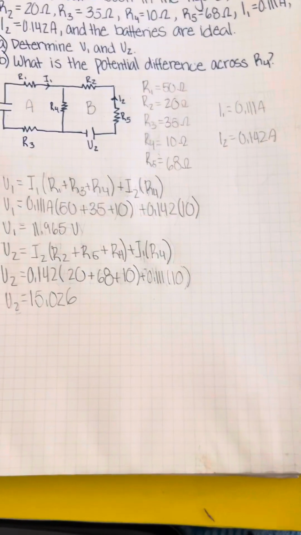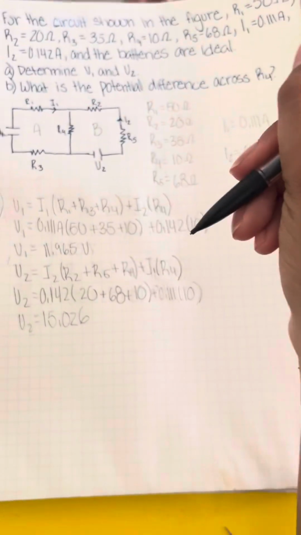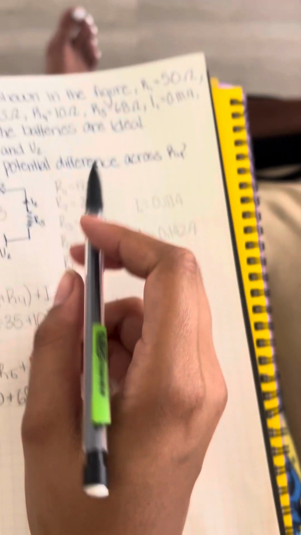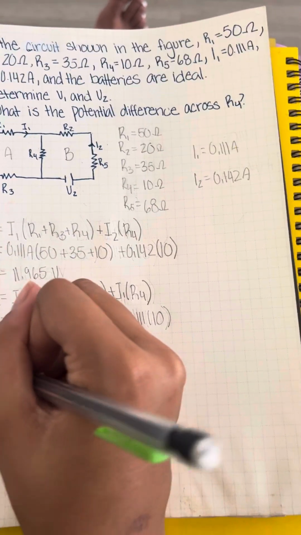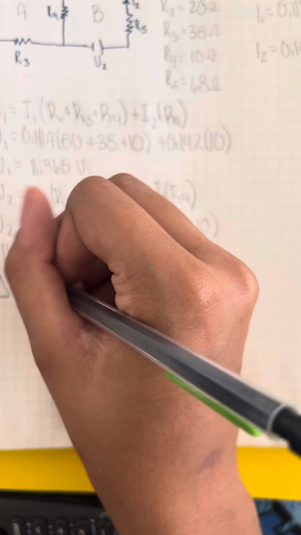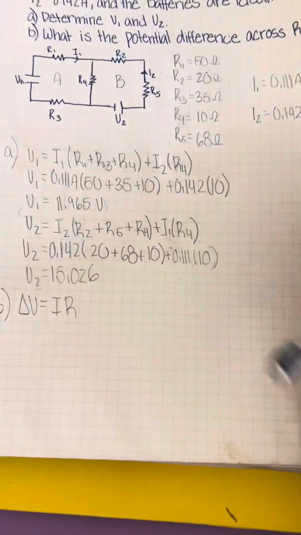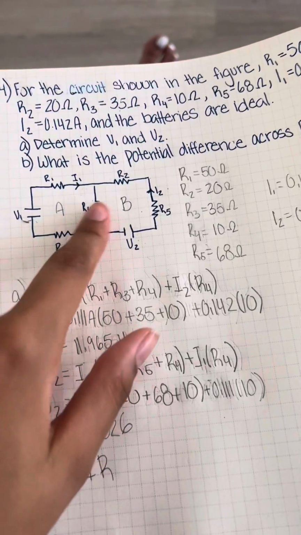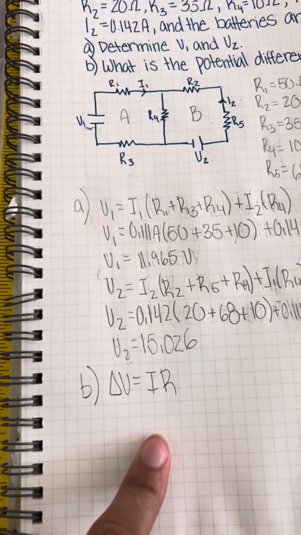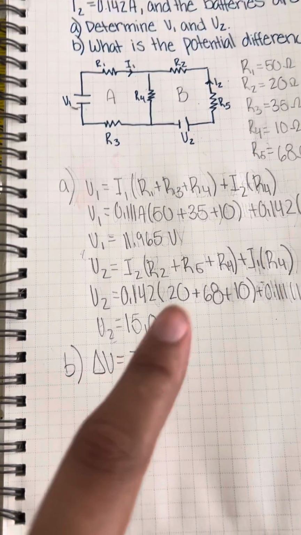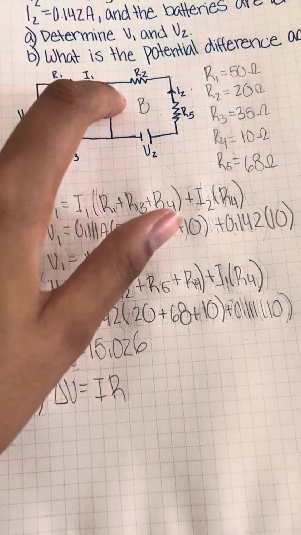Okay, perfect. Then we want to know what is the potential difference across R4. So that's part B. And for that, we're solving for delta V using the equation delta V equals current times resistor, or your resistor value. Since it's specific to R4, and we know R4 is in the middle, being impacted by both the currents, we're going to add our currents together for I and multiply them by the resistor value of only 4.